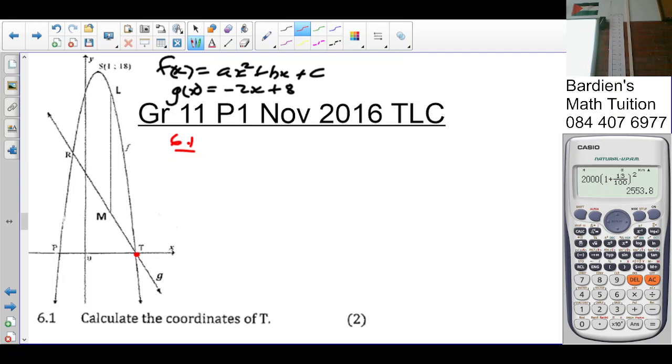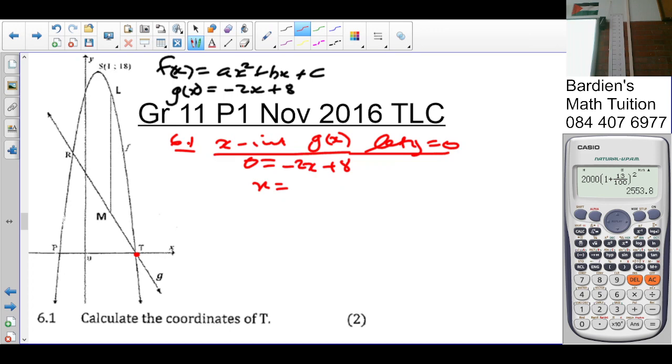Your x-intercept. Now we can't go with the equation of the parabola. Why? Because we don't have the equation of the parabola. However, we work out the x-intercept of the straight line, which is g of x. We let y equal to 0. So we say 0 is equal to negative 2x plus 8. X then works out to be, 2x equal to 8, which is 4. So t is going to be (4; 0).